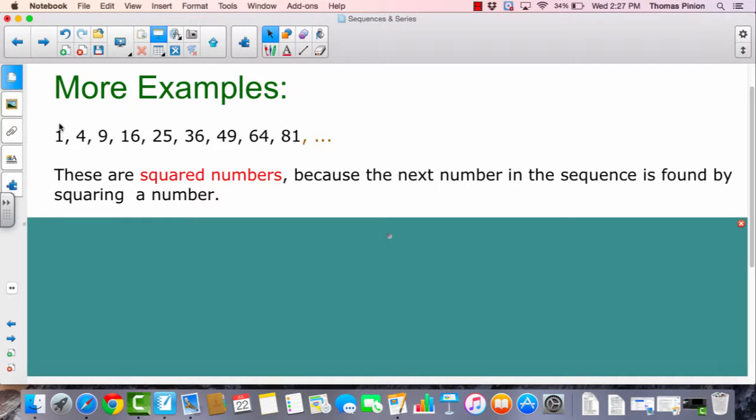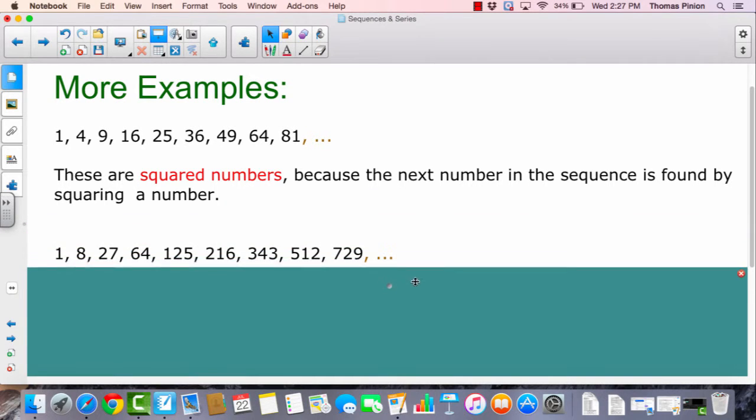To get 1, we have to square 1. 1 times 1 is 1. To get 4, we have to square 2. 2 times 2 is 4. To get 9, we have to square 3. To get 16, we square 4, and so on. Okay. Now, for the next example, we're going to look at this set of numbers.